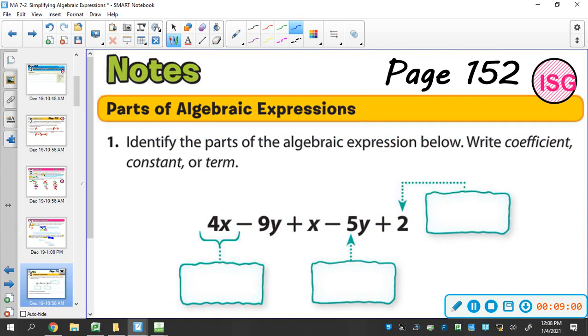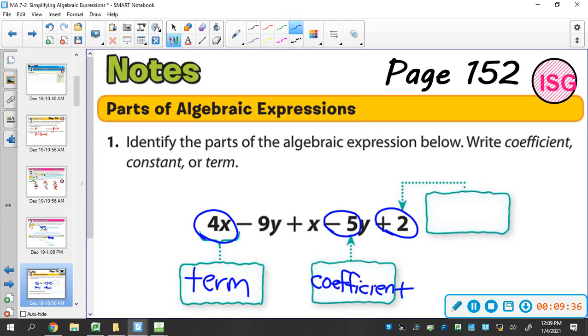This is in your workbook. Again, you can just watch. You don't have to write it in if you don't want to. Identify the parts of the algebraic expression below. So this first part is talking about the entire term there. It's 4x. So that is a term. Here it's just pointing to the number in front. The number in front is called a coefficient. And then this one is a number by itself without a variable. A number that doesn't have a variable with it, that is a constant.